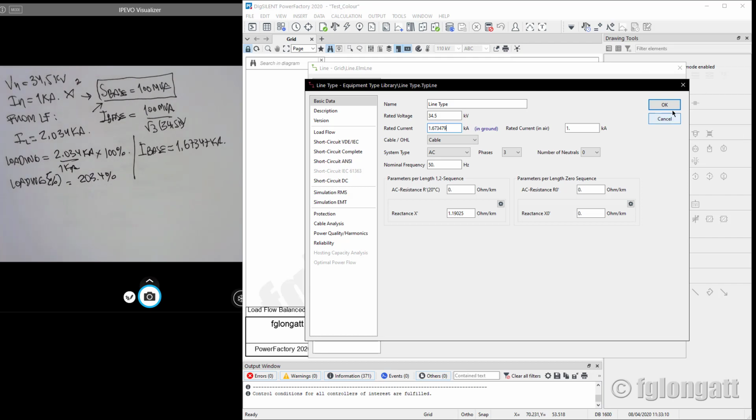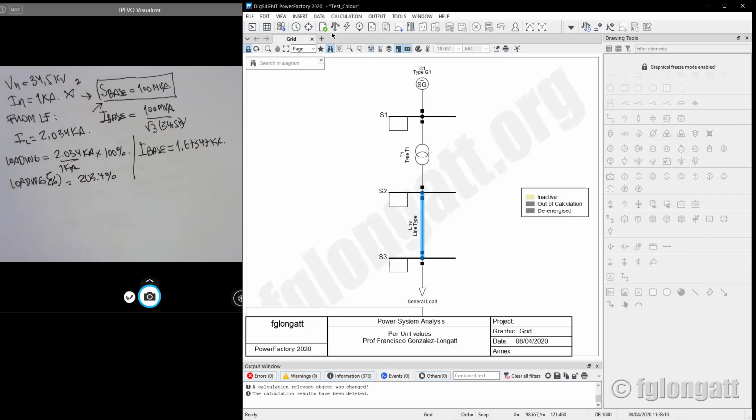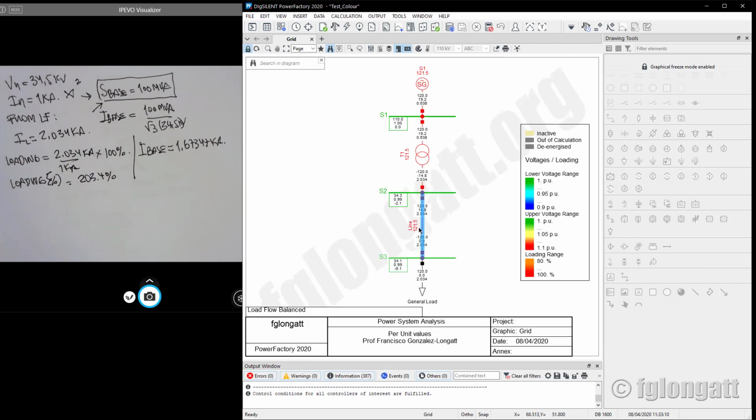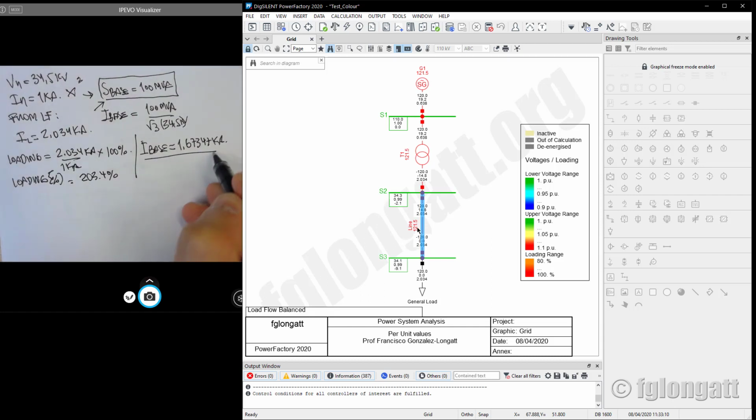Okay, what I will do now is go into PowerFactory, and this device should be in the type 1.673479. Okay, now let me run the power flow again. If you run the power flow again, ta-da! Now we have a loading of 121.5, because right now this line that we are using, if we use the nominal equal to the base, as a consequence this line will be a 100 MVA transmission line.